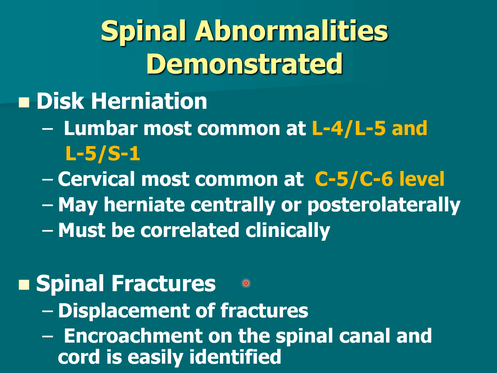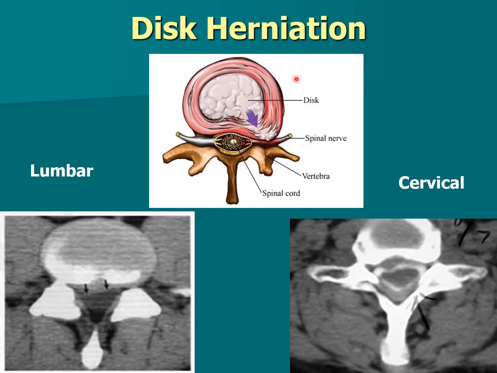Spinal fractures, obviously, we can see spinal fractures, displacement of the fractures and encroachment of the spinal canal, and fractures pushing into the spinal canal are easily identified with this. If we look at disc herniation, this is a schematic drawing of the disc. You have the annulus fibrosus, that tough outer covering of the disc, and inside the disc you have that nice marshmallow center, which is called the nucleus pulposus. The technical name for a herniated disc is an HNP, or herniated nucleus pulposus.